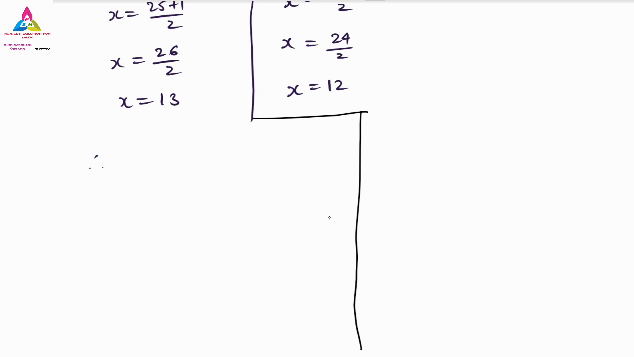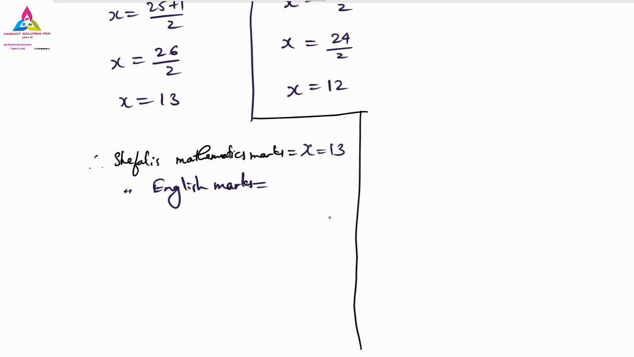First one, Shifali's mathematics marks is equal to 13, that is x is equal to 13. So if you are considering that x is equal to 13, what will be the English marks? Shifali's English marks, what will they be? That is y, that is nothing but 30 minus x.